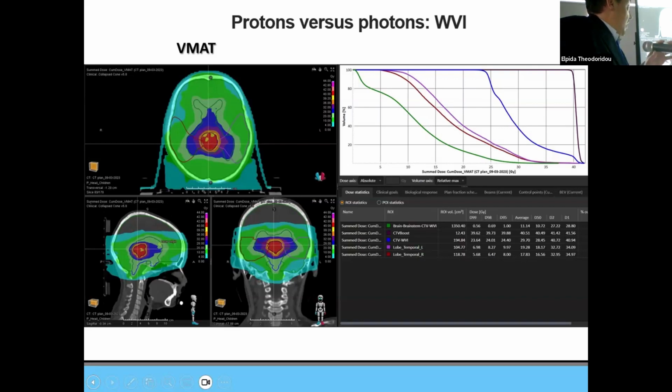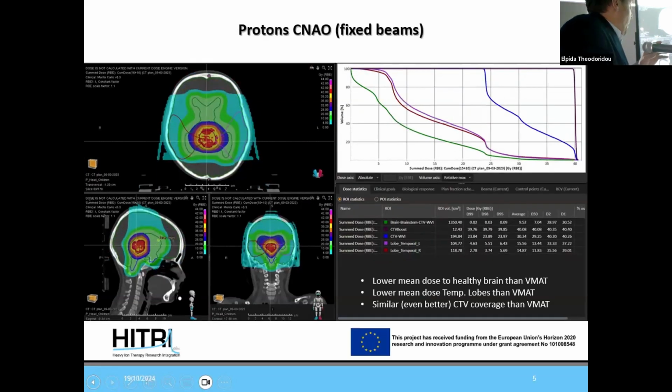So the cranial irradiation, for example, because there is a big tumor in a very homogeneous zone, the cranial district is very homogeneous. So even in this, let's say, coarse target, the advantage of protons is evident, because if I show you the plan with the fixed beam line, even the fixed beam line gives a nice result. In fact, we have the lower mean dose to the healthy brain than VMAT, lower mean dose to the temporal lobes than VMAT, and similar, even better CTV coverage than VMAT.